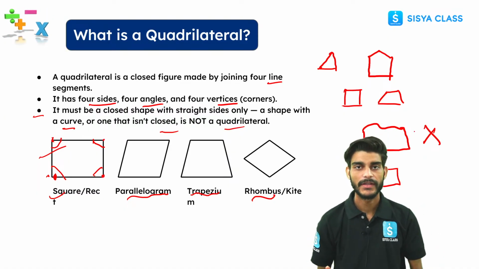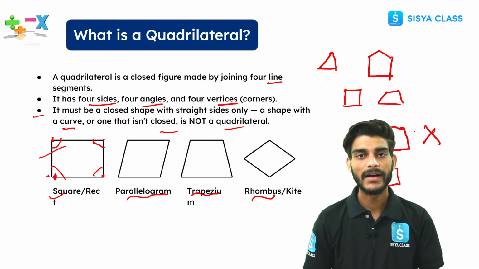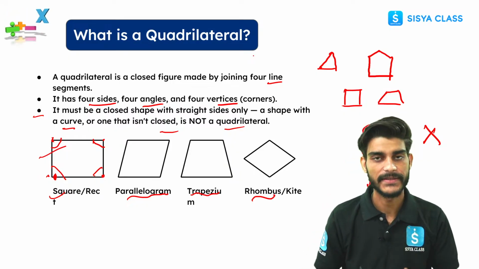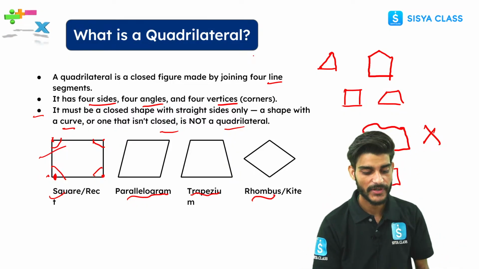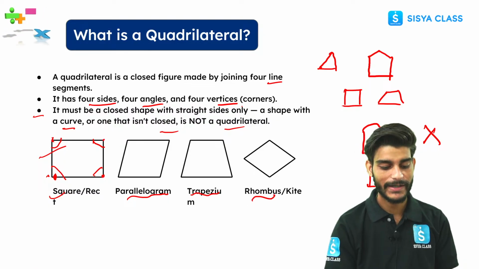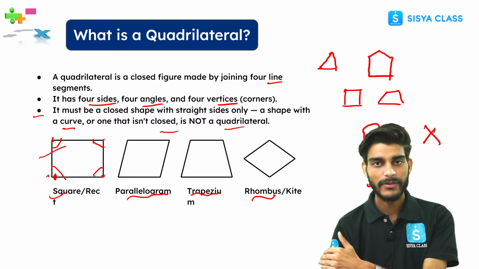In simple language, if I explain what a quadrilateral is: a quadrilateral is a closed figure. It should be closed with 4 sides, and the sides should be straight. Clear? Okay, this is all about quadrilaterals. Now there can be many types of quadrilateral. We will explore them one by one.